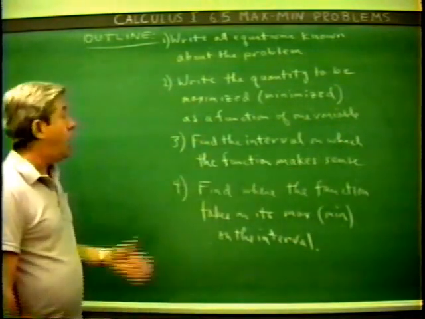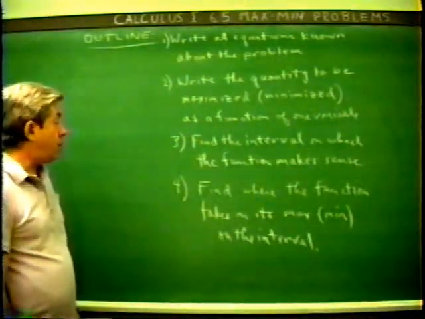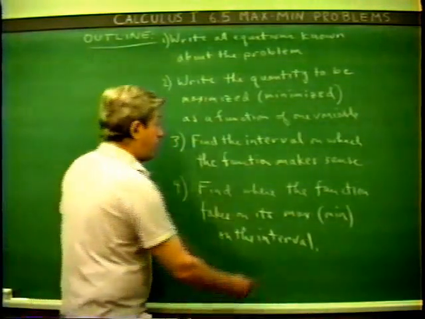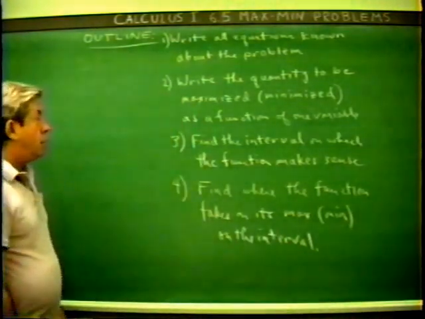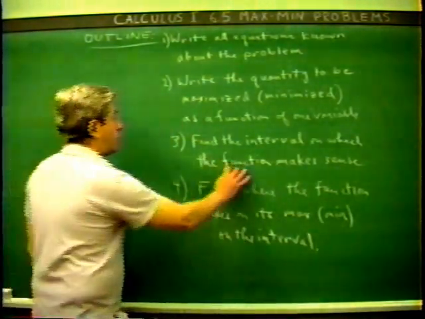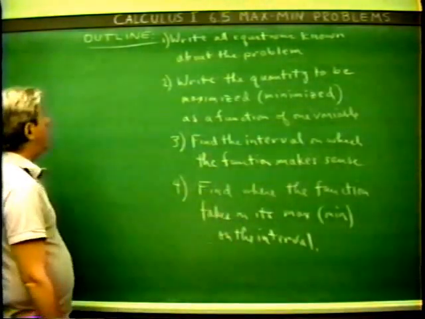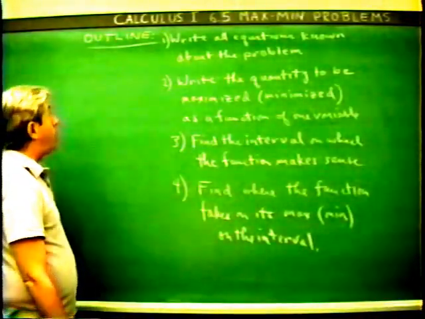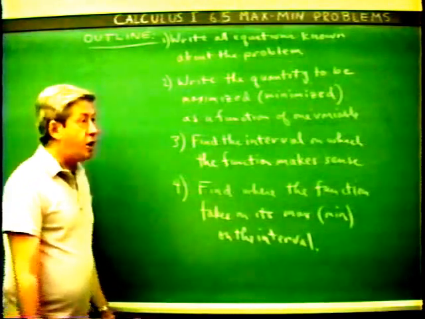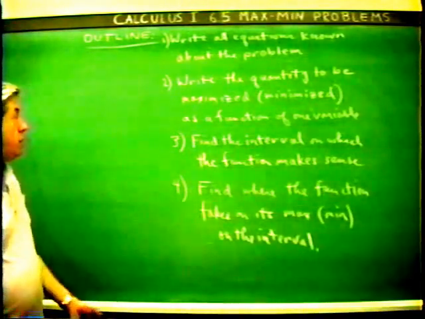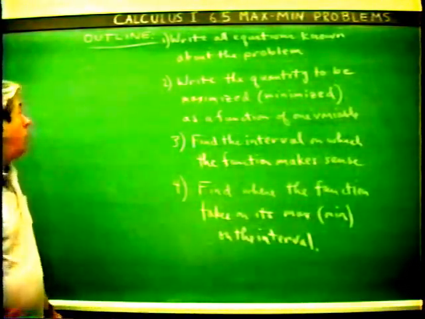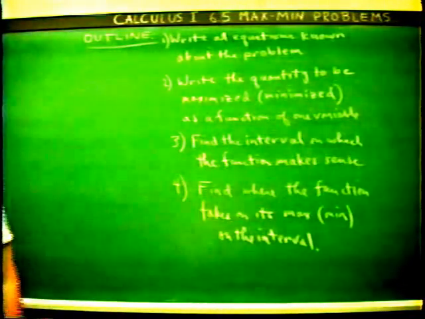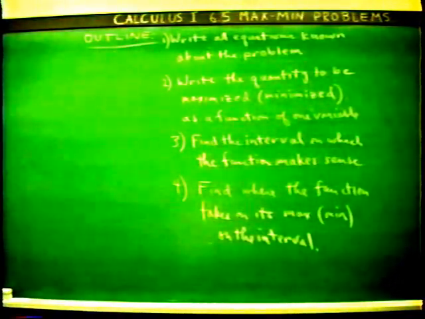For this one variable, does the problem make sense? And then find where the function takes on its maximum or minimum on the interval where it makes sense. Presumably it's going to make sense on an interval. So this is the way to solve max-min problems, and a few examples will refresh one as to what exactly this means.